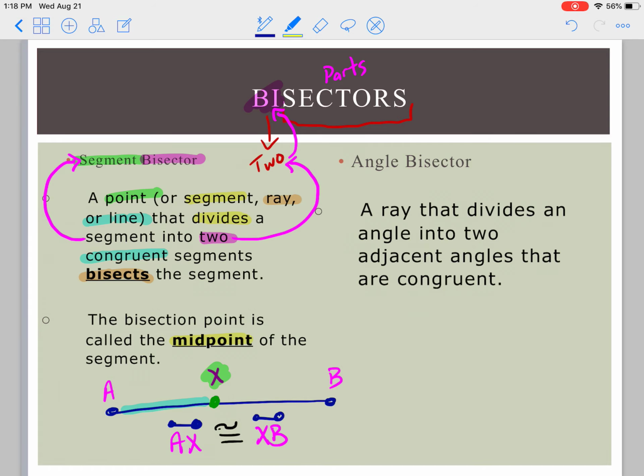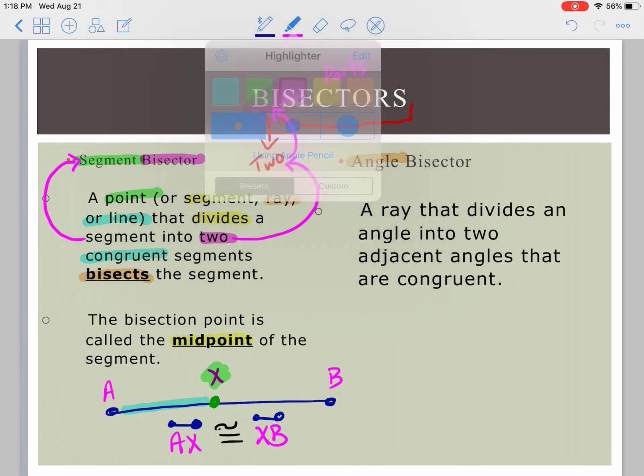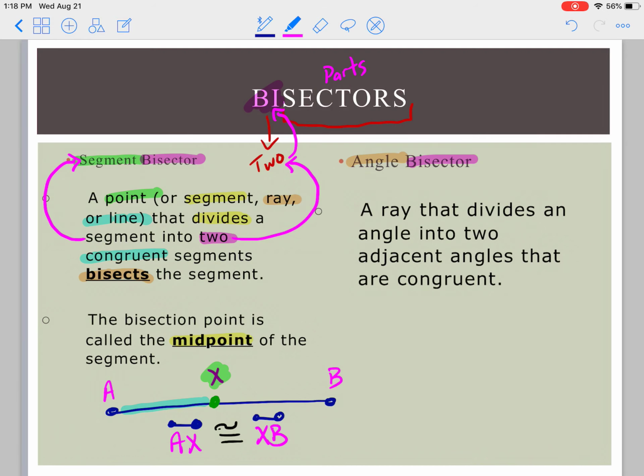Moving on to angle bisector. You may already be able to determine what an angle bisector would be just given the definition of segment bisector and parsing out the words. But let's go through it a little bit more specifically. First of all, I have to have an angle.